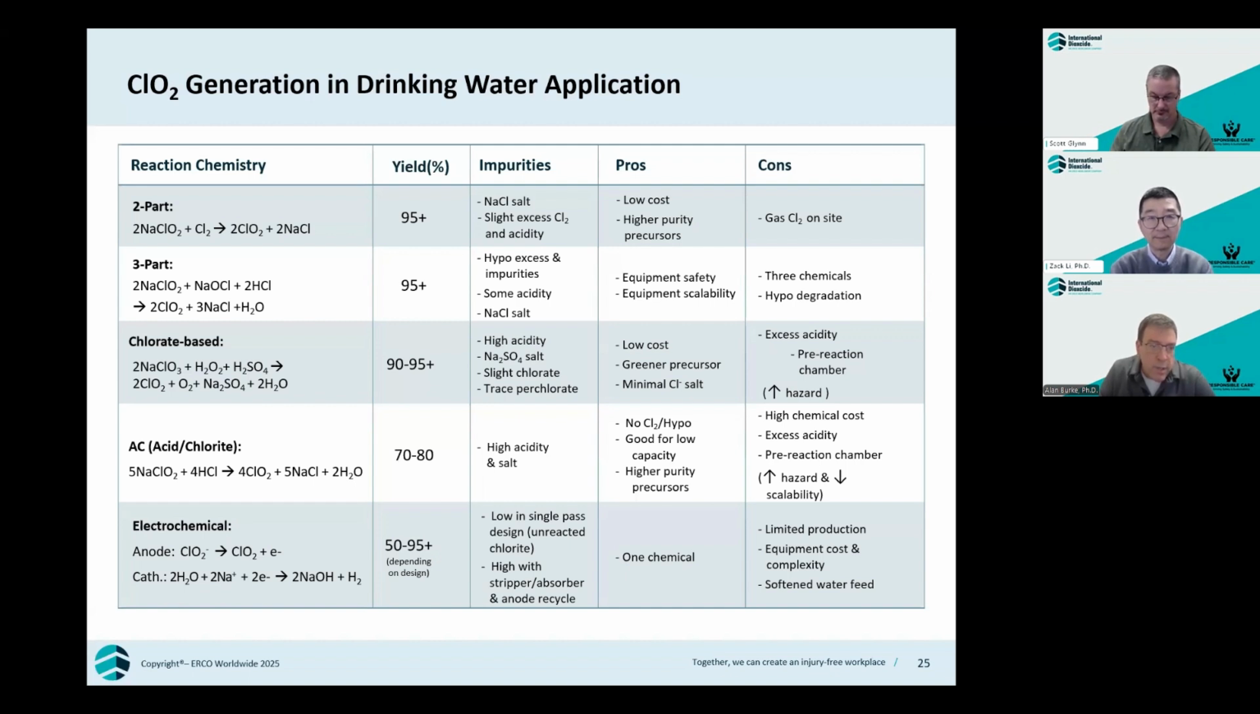And the two smaller scale approaches we won't dive into in this talk, but they're basically acid chlorite methods, which has a reduced yield. Only about 80% of the chlorite can be converted to chlorine dioxide, so the operating expenses are much higher. And electrochemical systems typically do not scale up to very high production rates, but can generate very high quality chlorine dioxide, especially if stripping off of the anode recycle loop in these cells.